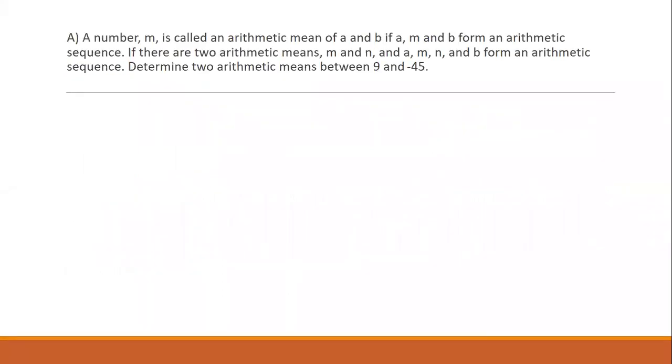So question A, a number m is called an arithmetic mean of a and b if a, m, and b form an arithmetic sequence. If the two arithmetic means m and n, and a, m, n, and b form an arithmetic sequence, determine the two arithmetic means between 9 and -45. So we're going to go ahead and denote T1 to be -45, T2 to be m, T3 to be n, and T4 to be 9.